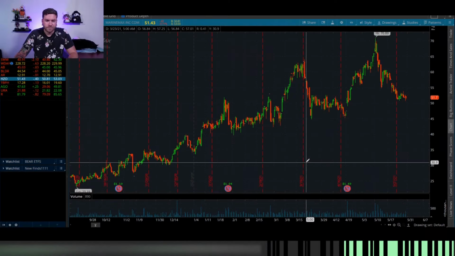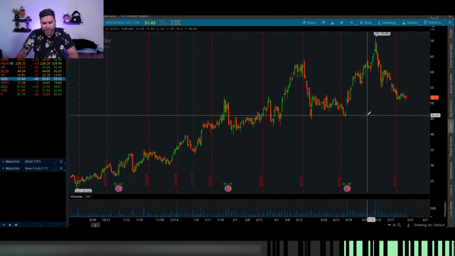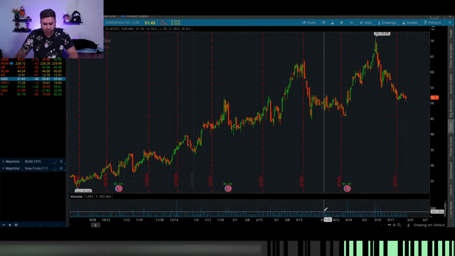I'll show you. So this is HZO. It's been a really nice play for a lot of people. It's recently broken the trend line, but again, that's okay. What I want to focus on is volume. So here's our equity volume down here.